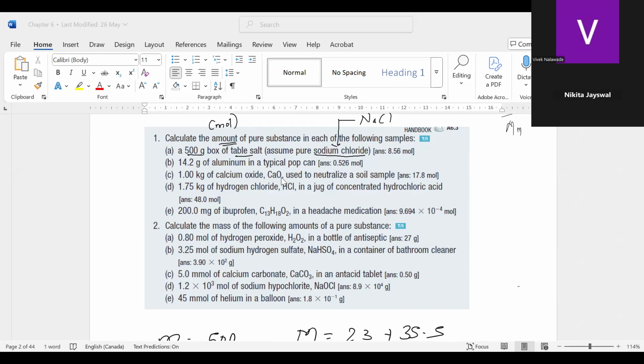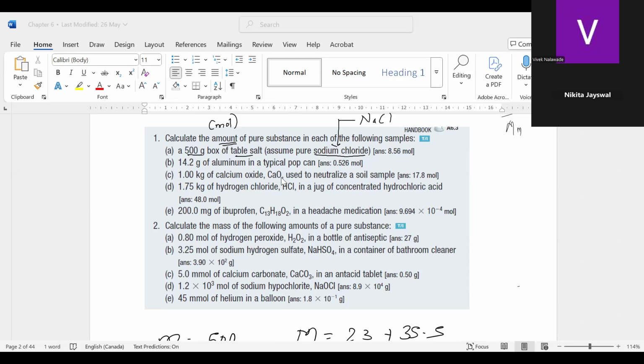The thing is, if you know the name of the compound, by default you know the molar mass. That is the assumption here. So when they give you the name of the compound, that means you have to calculate the molar mass and then calculate the moles. So the molar mass of calcium oxide, how much is that? You said 56, right? That's correct.